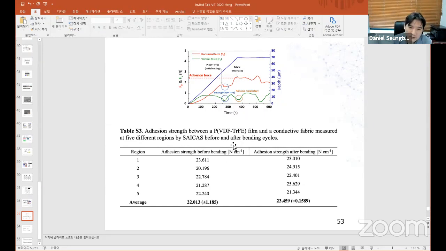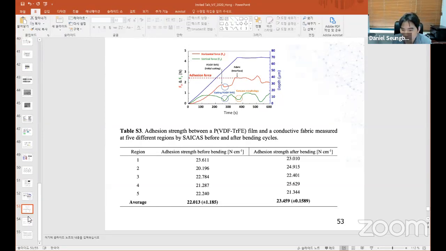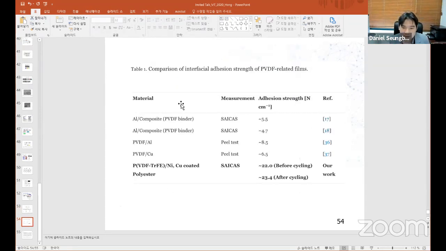Now people ask, if I do 15,000 cycles of bending, will the adhesion change? Yes, and you can see the adhesion after the bending test even increased. But if you do statistical analysis, you can say that this change is meaningless to the confidence we have. So we can say there's no difference. And you can see other references that show some of the adhesion strengths for different materials. So you can have a feel for how large 22.0 is.